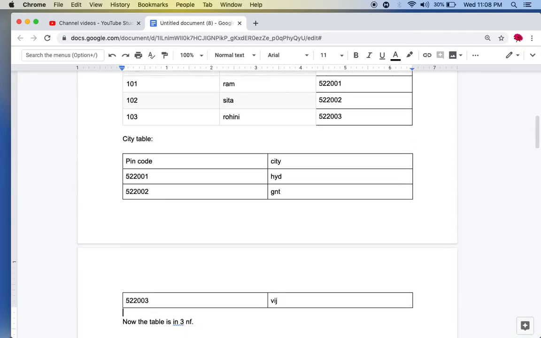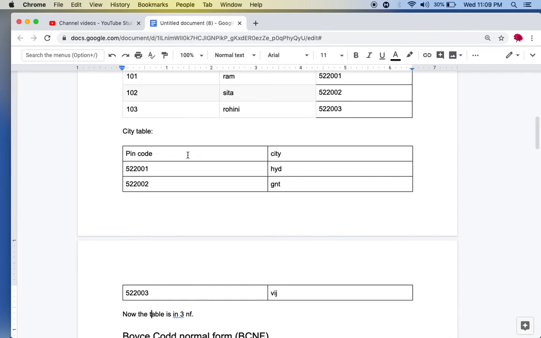In this city table, by using the pin code number, I can find out the city. Therefore, city depends on the pin code number. City is a non-prime attribute, pin code is a prime attribute. Okay. This is what third normal form is about.